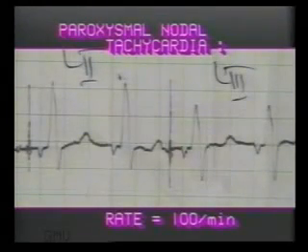This ECG shows inverted P waves in leads 2 and 3 with short PR interval, indicating a nodal rhythm, but the rate is 100 per minute, beyond the normal range of AV node. So this is called as paroxysmal nodal tachycardia.